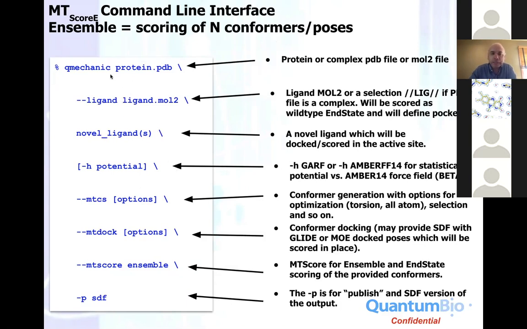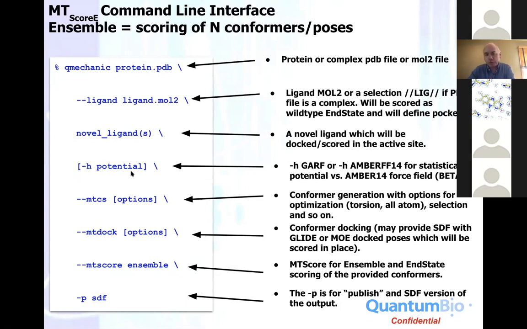But the key here is, again, you have your protein PDB. This is the bound PDB, as it were. Here's your ligand. Again, this is the placed ligand, the ligand that's within it. You can also, if you like, put together a list of novel compounds or novel ligands. And again, it would go through and dock each one of those and provide a score.